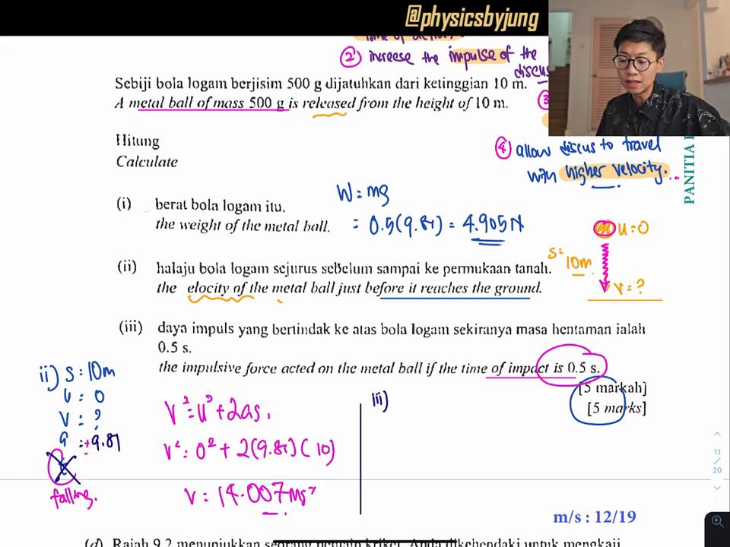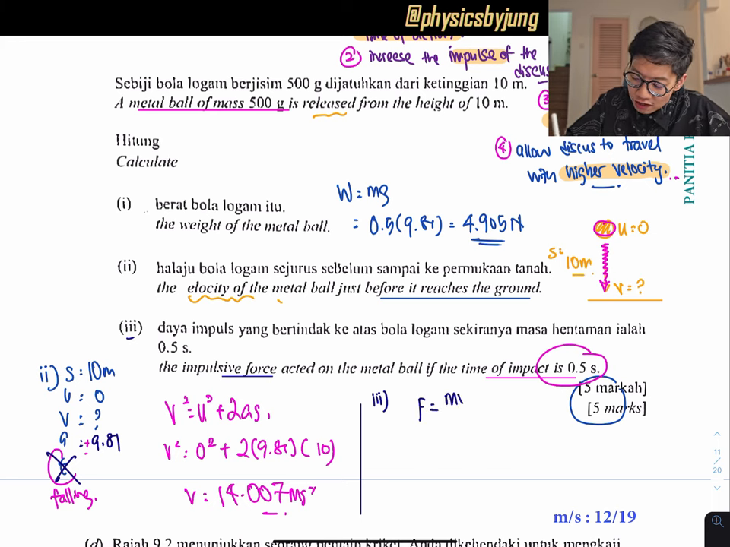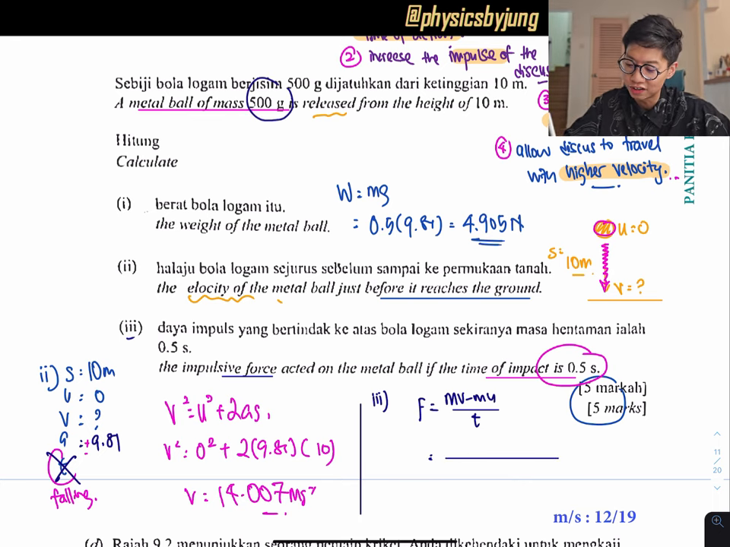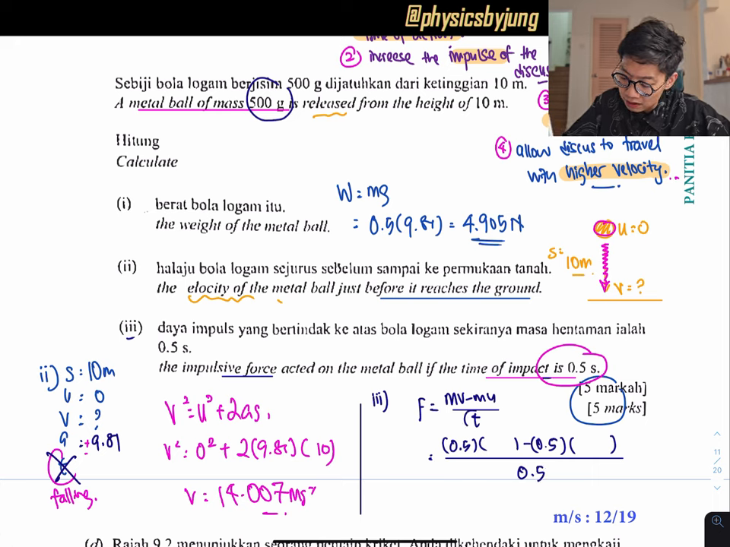Now, the third question here is we're looking at the impulsive force acted on the metal ball if the time of impact is 0.5 seconds. Then we can look at the time of impact already. So F equals mv minus mu over t. What is the mass of the object? We go back to 500 gram, so 0.5 kg. This time taken is 0.5 seconds.